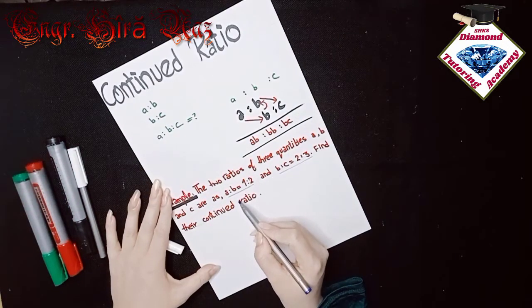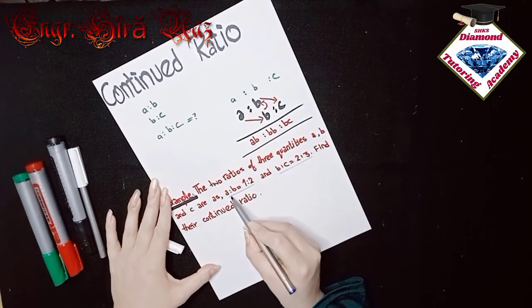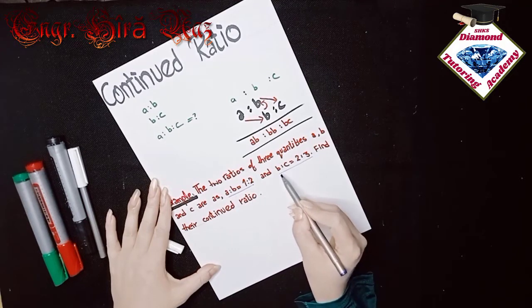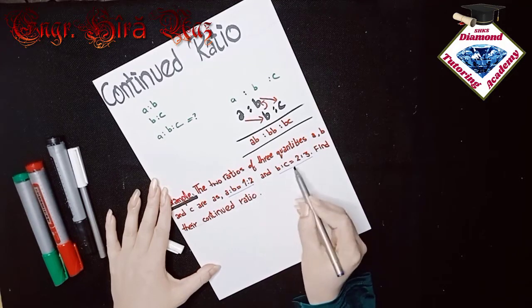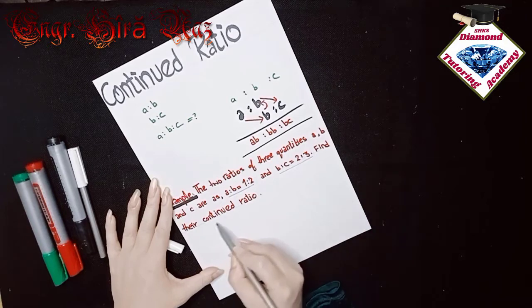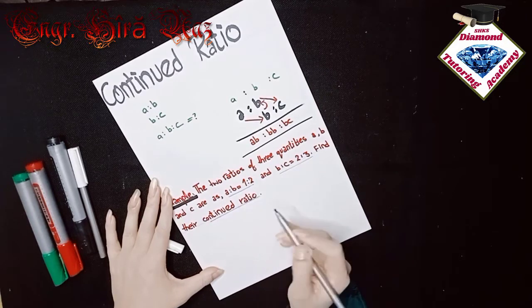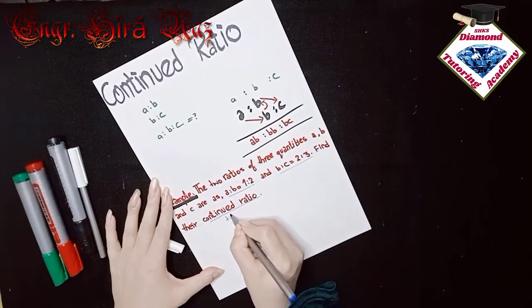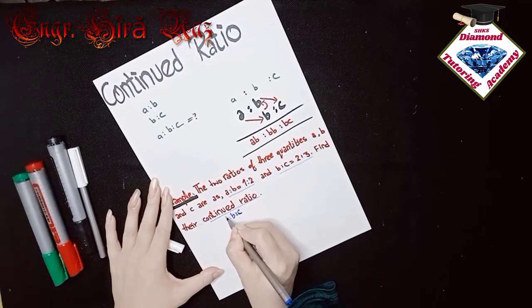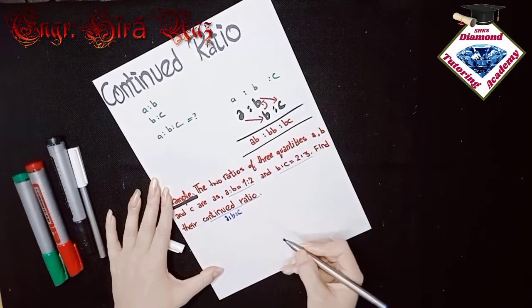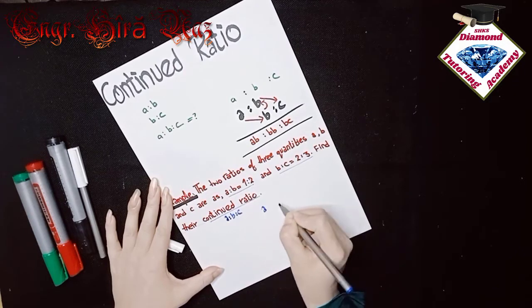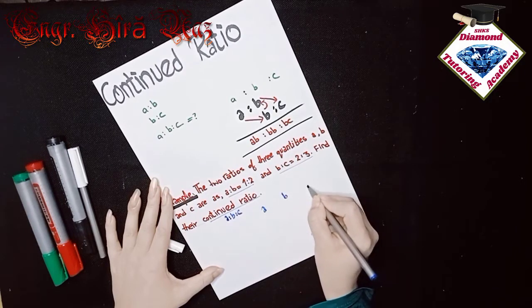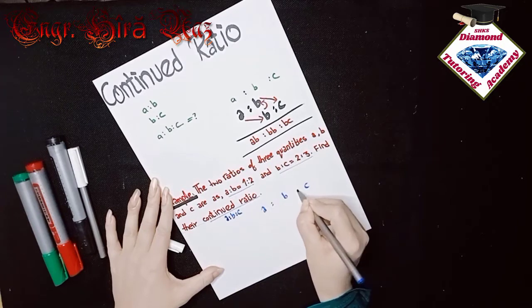Here you can see we are given two ratios. The first one is A ratio B and the second one is B ratio C, and we are given the values of both ratios. We have to find the continued ratio. Continued ratio means we have to find A ratio B ratio C. So for that, first we have to place here A, B, C like this.